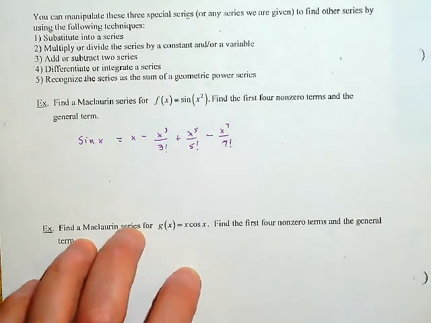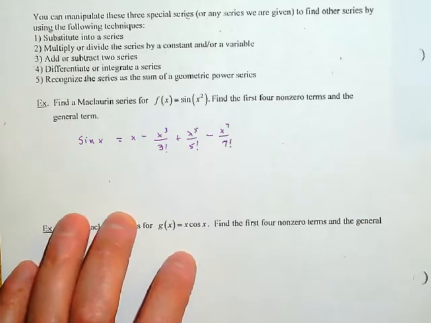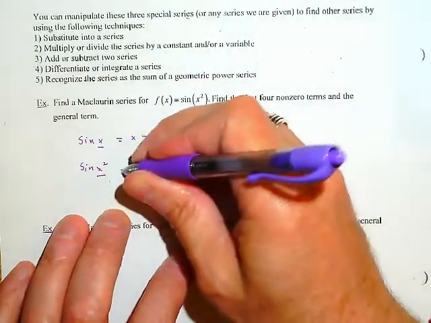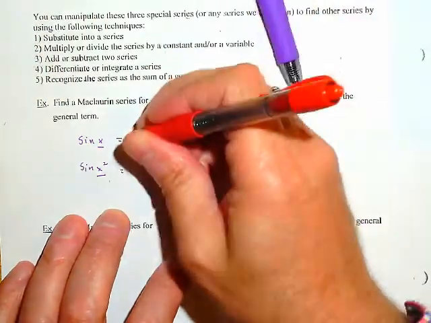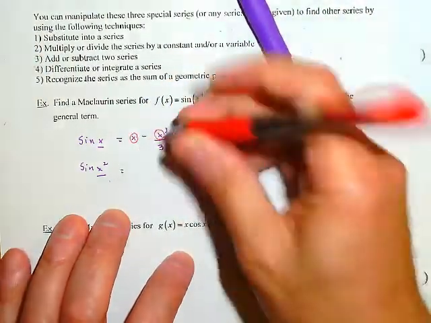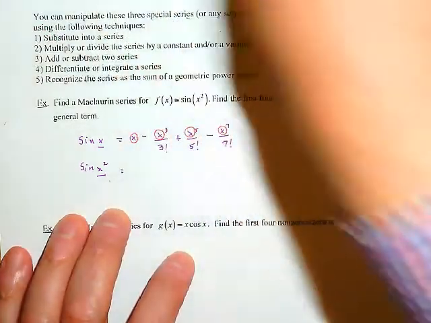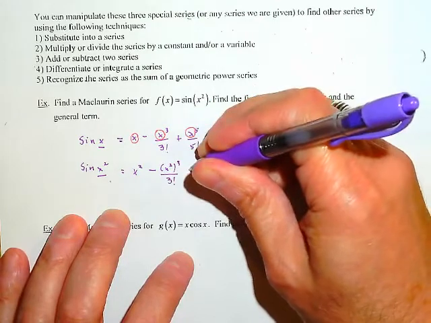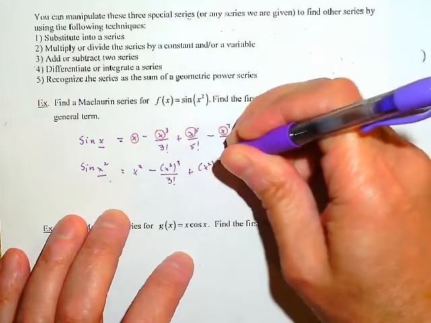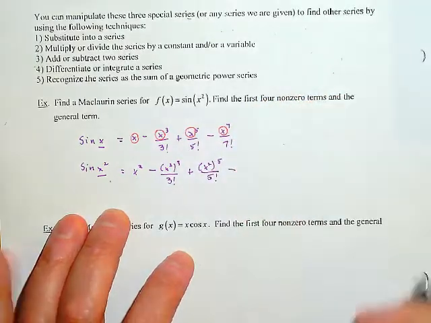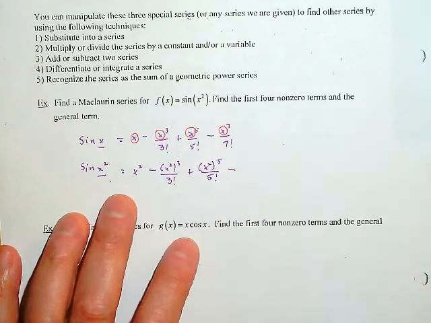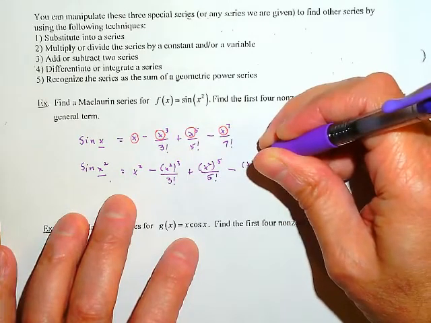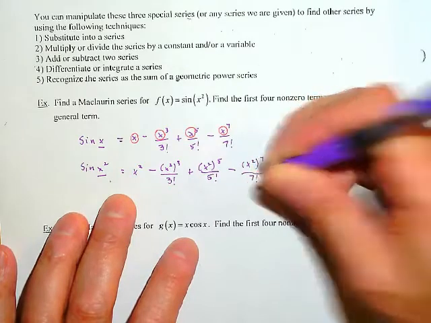But I don't want sine of x. I want sine of x squared. So wherever I see an x, I'm going to replace it with x squared. So I'm replacing this right here with x squared, and this right here, and this right here. You get the idea. So this is x squared minus x squared to the third over 3 factorial plus x squared to the fifth over 5 factorial minus, and I need the first 4 non-zero terms, so I need one more term and the general term. Again, that's why I don't really memorize those general terms. I just build them up, over 7 factorial plus dot dot dot.